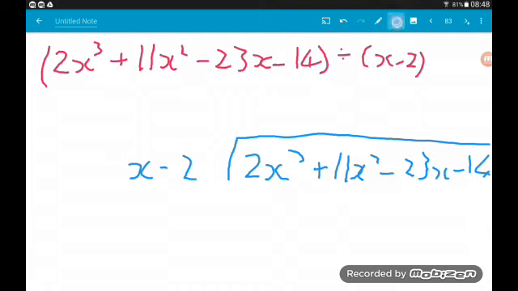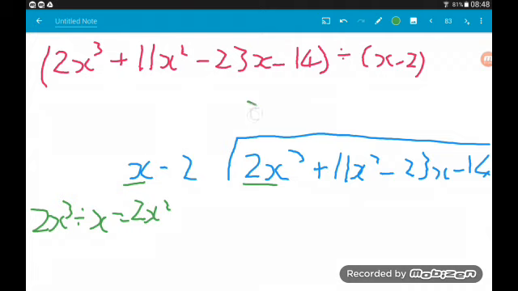Alrighty. So, first step, 2x cubed divided by the highest powered x term in the divisor. That's x. So we're going to be dividing by x every time we do a division here. So 2x cubed divided by x is 2x squared. So that's our first thing to go up on top.